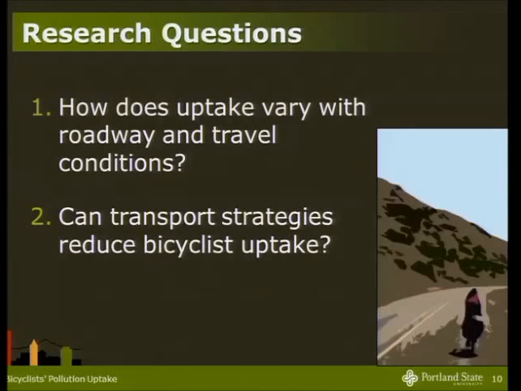So into that context, into that chasm, we decided to jump with this research. My dissertation asked two main questions. The first was about quantification: how does uptake of air pollutants for urban bicyclists vary with different roadway and travel conditions? In other words, what are the transportation system impacts on bicyclists' pollution uptake? And secondly, the extension of that: what transportation-related strategies can we use to try and reduce bicyclists' uptake? So first quantifying it, and then what are the takeaways for smarter transportation systems?